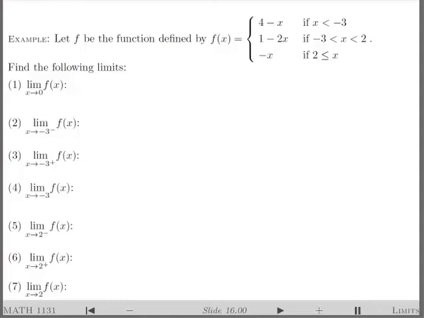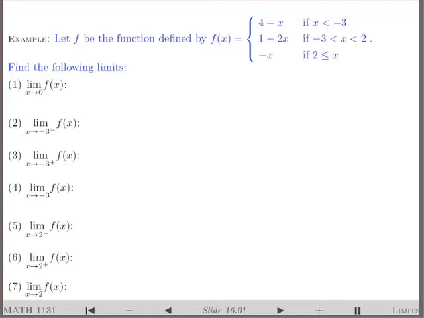Welcome. In this session, I will discuss an example in which we find the limit of a piecewise defined function. Let's say a function defined by different expressions at different intervals. To keep it simple, we'll make it polynomial expressions. If it's a rational function expression, you might have to also combine this with techniques for finding limits of rational functions.